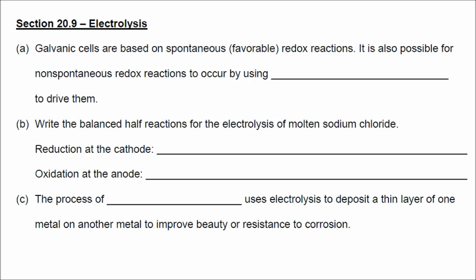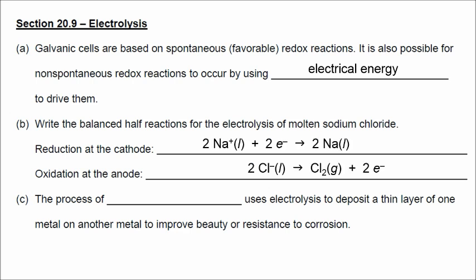All right, on to section 20.9, electrolysis. Galvanic cells are based on spontaneous or favorable reactions, redox reactions. It's also possible for non-spontaneous redox reactions to occur, but we have to use electrical energy to drive them. So for molten sodium chloride, that's NaCl, you can get sodium and chlorine. If you can pump electricity through the molten sodium chloride, you can electrolyze sodium chloride into sodium metal and chlorine gas.